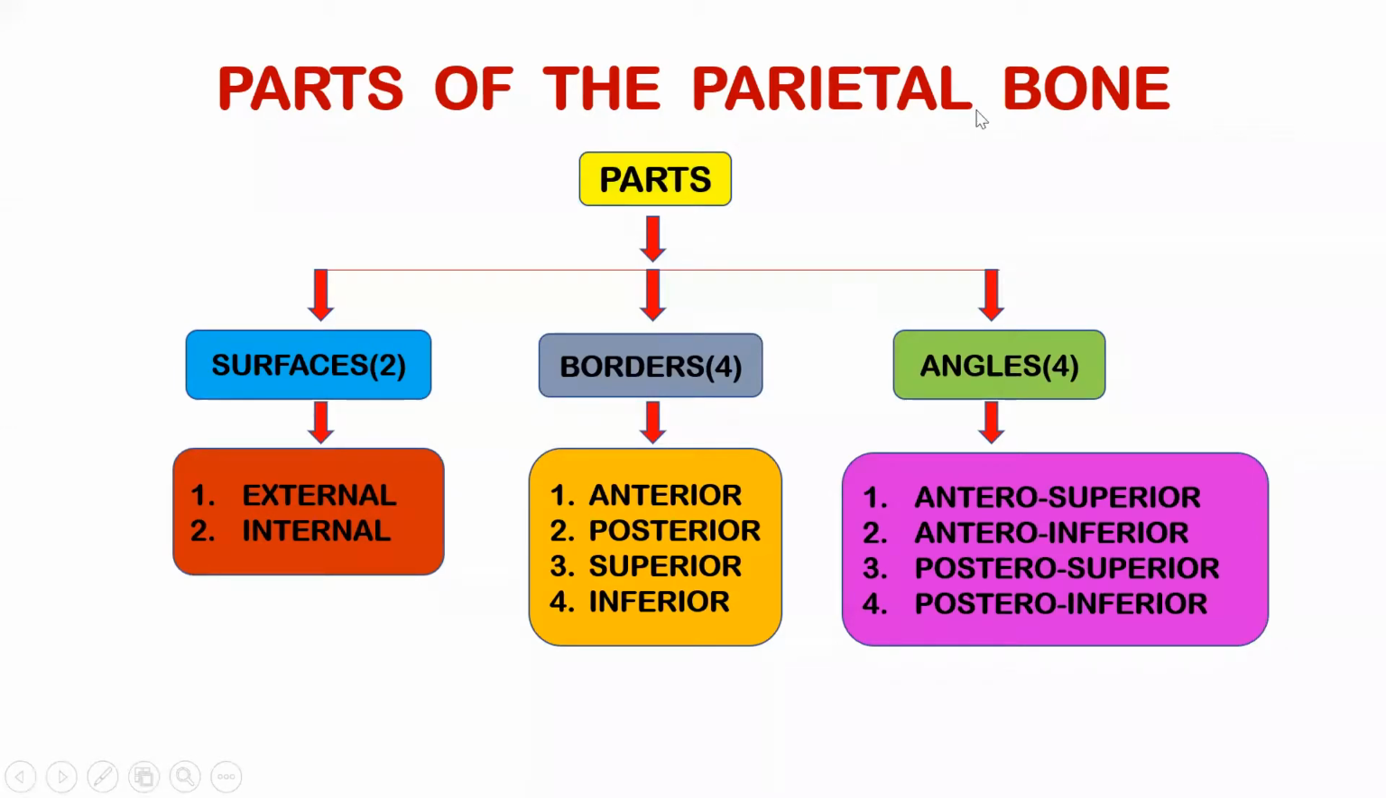So what are the parts of the parietal bone? The parietal bone has two surfaces, the external and the internal. It has four borders: the anterior border, posterior border, superior and inferior borders, and it has four angles: antero-superior, antero-inferior, posterior-superior, posterior-inferior.